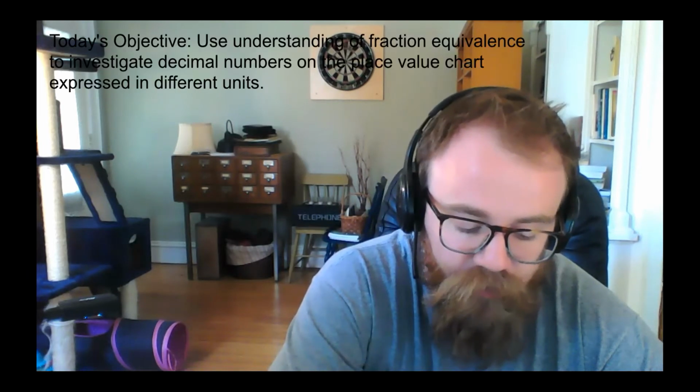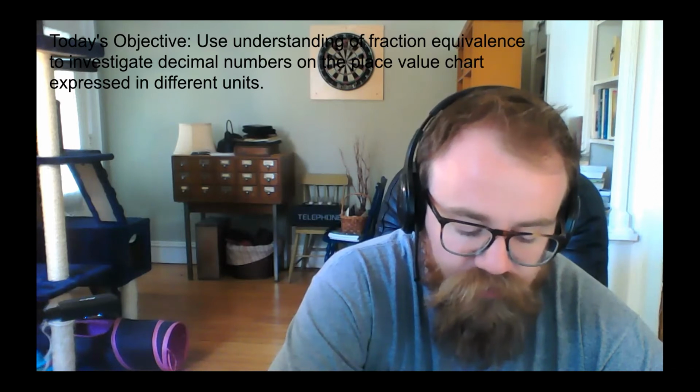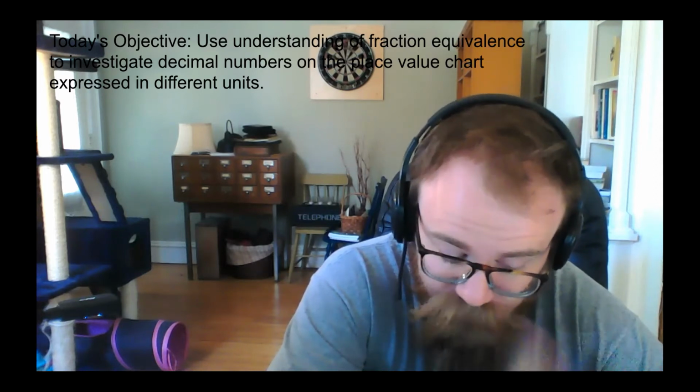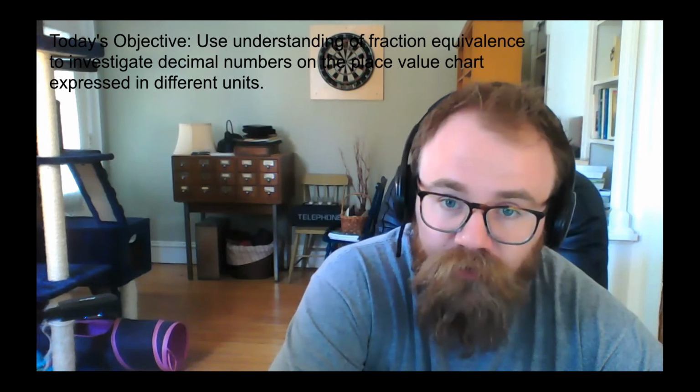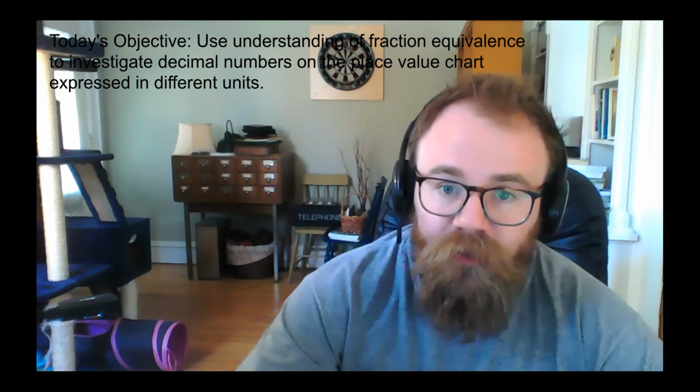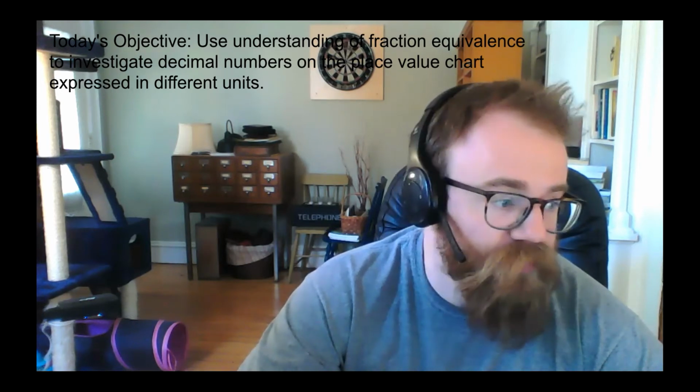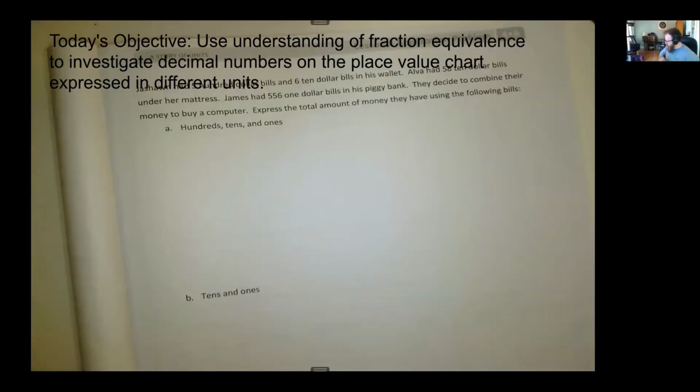Hi, fourth grade. Hello, welcome to lesson 8 of module 6. Today's objective is to use understanding of fraction equivalence to investigate decimal numbers on the place value chart expressed in different units. We're going to jump right in and get started with today's application problem, which is on page 57 in your Learn books. So turn to page 57 now.